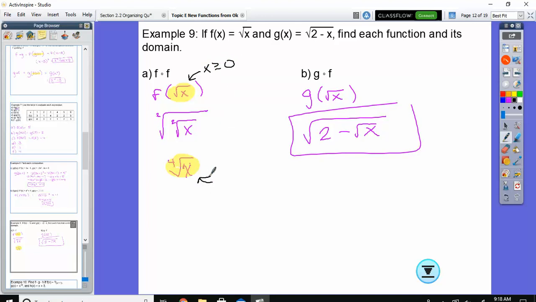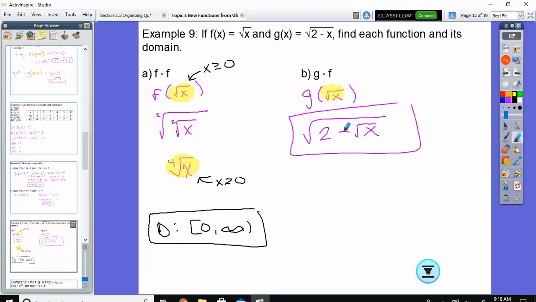If I have the fourth root of x, what do you know about x? Even roots are always greater than or equal to 0. So when I put those together, that's pretty simple because they're both the same. It's just going to be 0 to infinity.